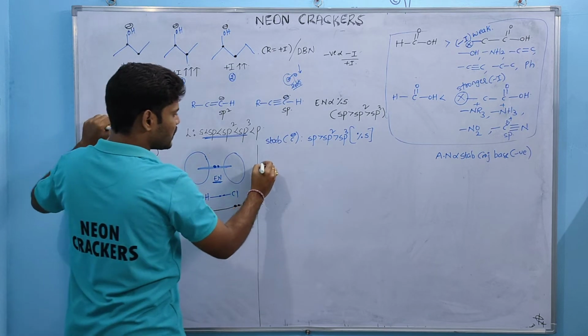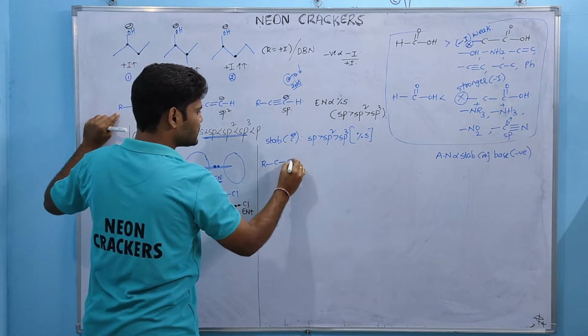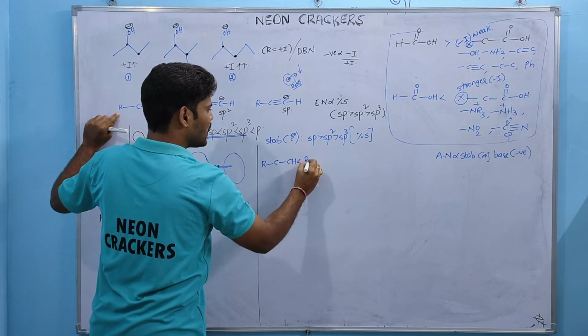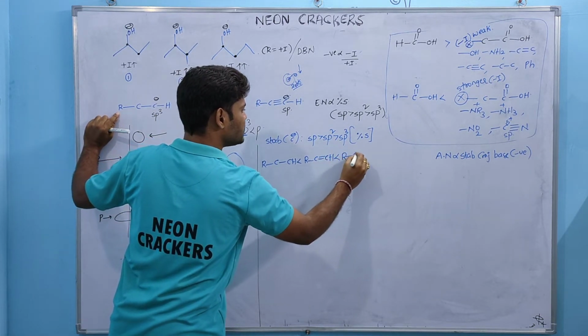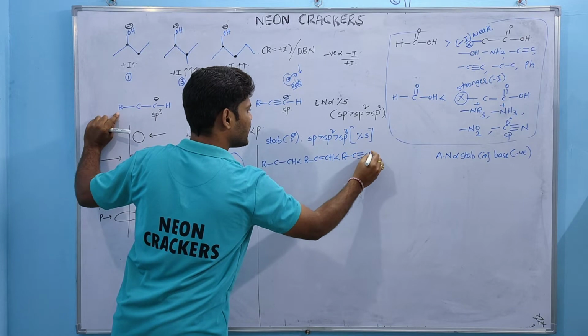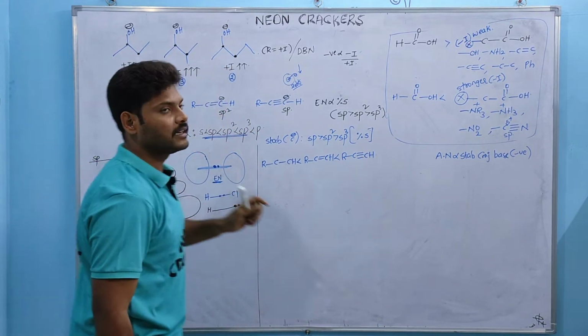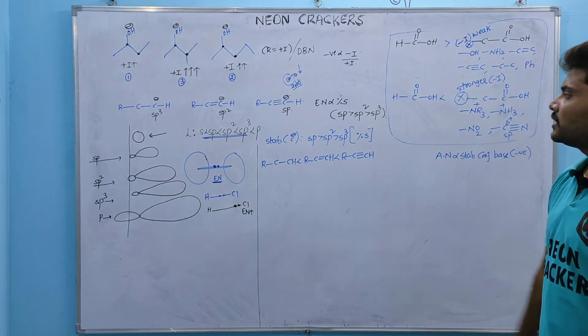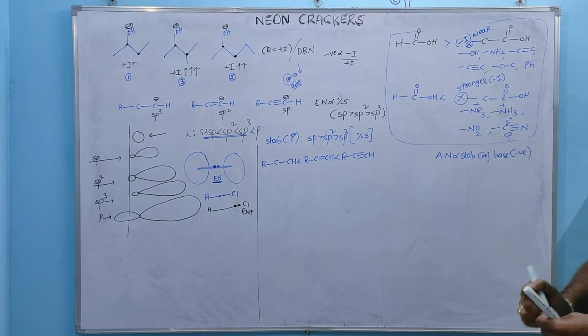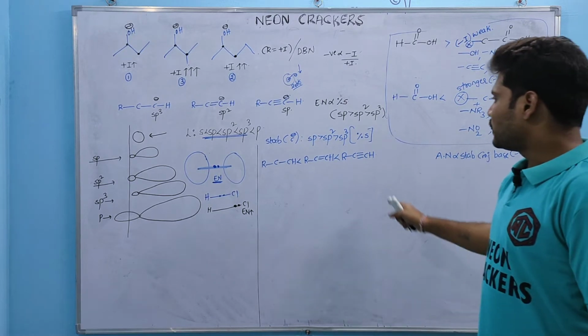That's why, what is the overall order here? R-C≡C-H is lesser than R-C=C-H lesser than R-C≡C-H. So this is the acidic nature order. Is it clear? Better check it. This will be the acidic nature order for sp, sp2, sp3. This will be the order.